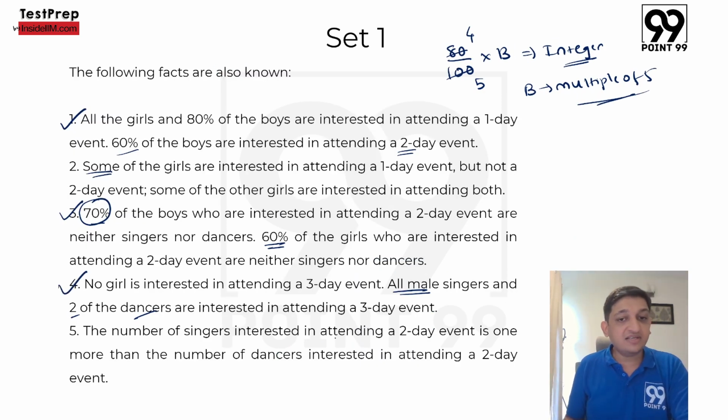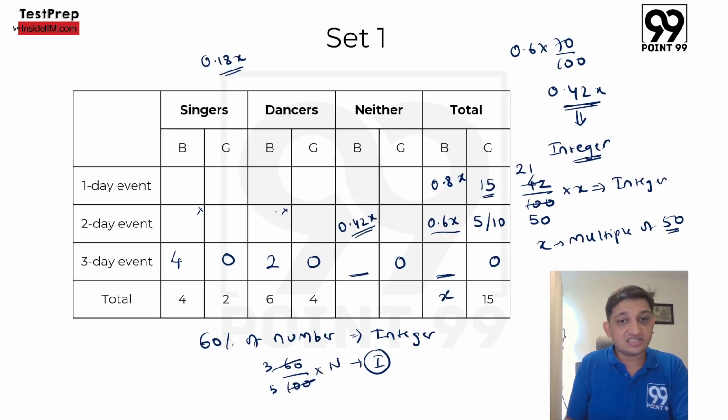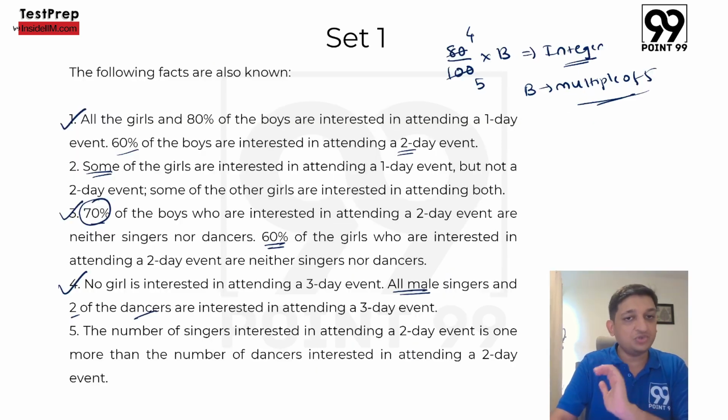Fifth point में the number of singers interested in attending a 2-day event is one more than the number of dancers. तो singers is one more than dancers. तो यहाँ पे dancers जितने भी है ना, singers यहाँ पे +1 हो जाएगा. So that is something that we know in this particular context. ठीक है? अभी ये अपने को पता चल गया. Now is there something else that we will be able to figure out? So we know that x is a multiple of 50. वहां तक तो अपनी बात क्लियर है. तो वहां पे it should not be an issue at all.